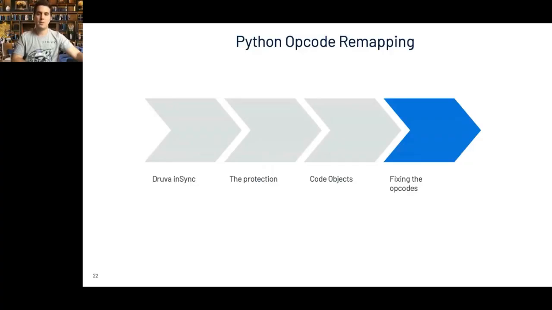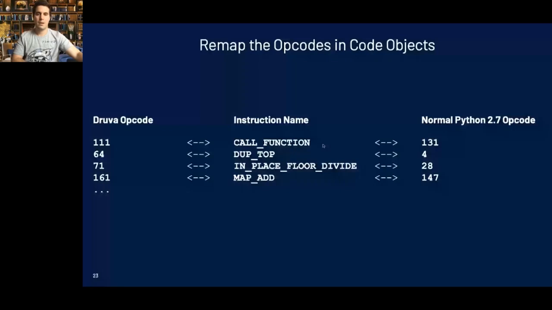So 111 maps up to call function. And then we also know that the correct Python 2.7 opcode is 131. So we would replace 111 with 131. And then so on for each instruction. If we find a 64, we know it's a dupe top, we'll replace it with 4. So that's how you go about fixing the opcodes.